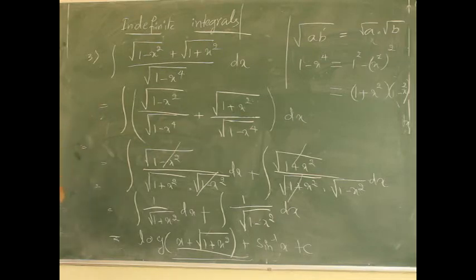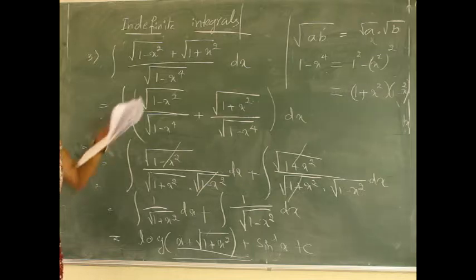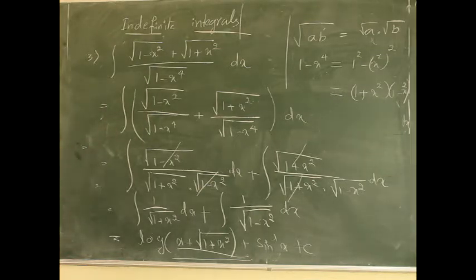So to simplify root 1 minus x power 4, we can use that formula. So this is question 3.